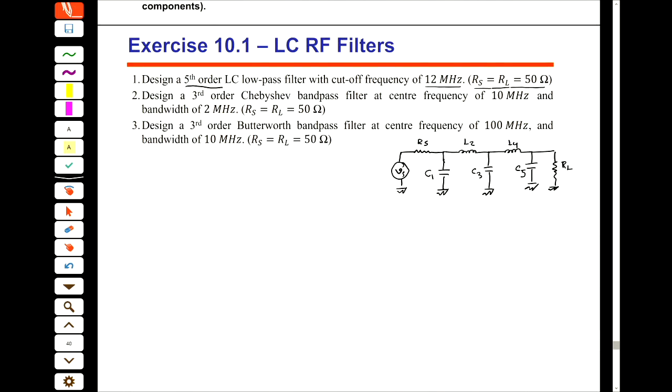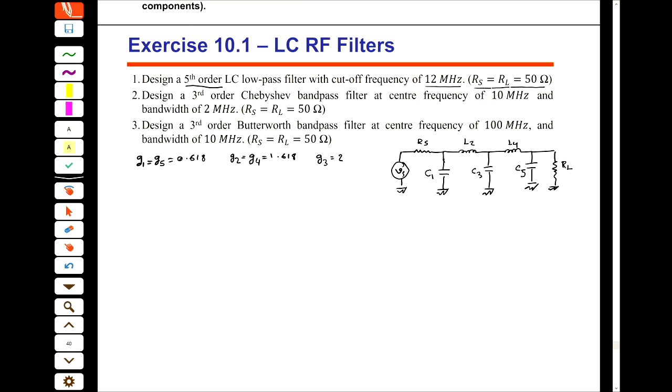So from the table, we can see that G1 equals 0.618. Is that correct? Yeah. Okay. So I can say G1 equals G5 equals 0.618, G2 equals G4 equals 1.618, and G3 equals 2. Okay.